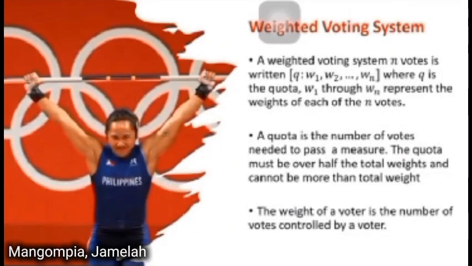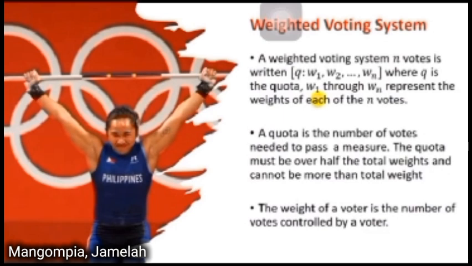Weighted voting systems. A weighted voting system is written in square brackets as quota, weight 1, weight 2, up to weight n, close square brackets, where Q is the quota and weight 1 to weight n represent the weights of each of the n voters. Minsan kasi may mga election na yung isang voter ay mas matimbang pa yung boto niya kaysa sa ibang voters. Kaya siya tinatawag na weighted voting systems.